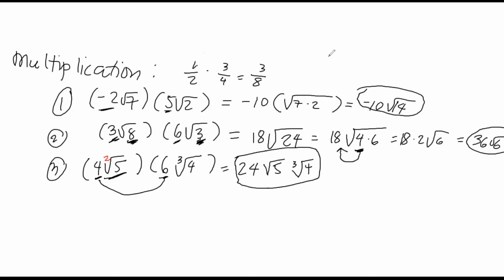Okay, next we will be having the division with radical expressions. In division of radical expressions, we usually leave no radical in the denominator. So, meaning we rationalize the denominator. That means there should be no radical sign or radical expression left in our denominator.